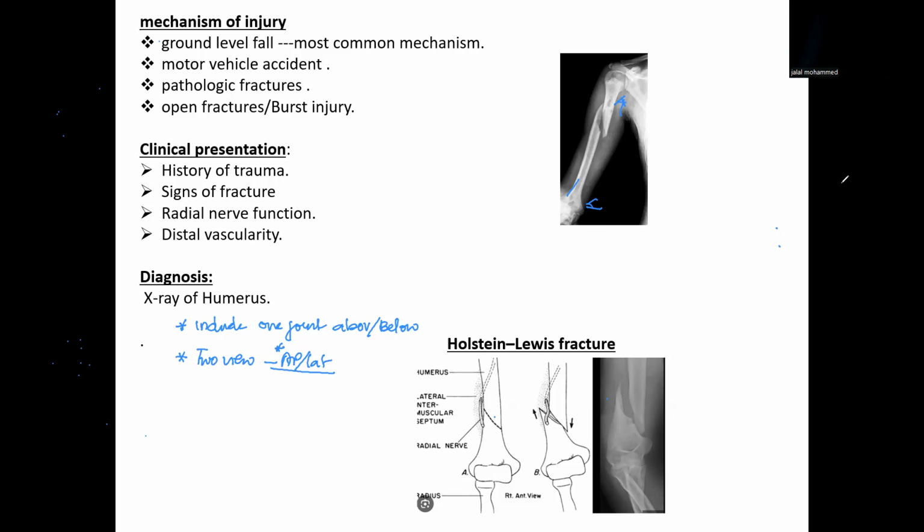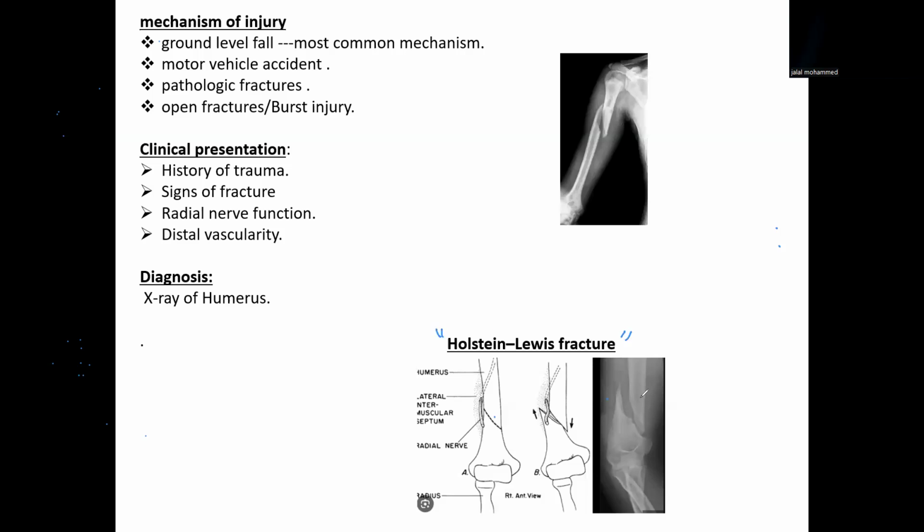Most of the time, a fracture won't appear on only one view. So always take two views, and include two joints, one above and one below, when you are taking the X-ray for an injury to the limb. Now a few words about a specific type of injury known by name, the Holstein-Lewis fracture.